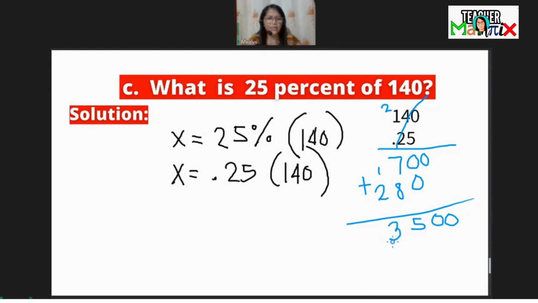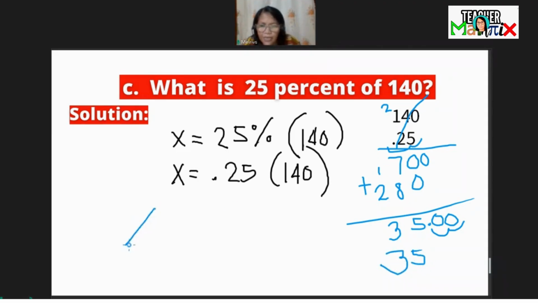Now, we're not yet done, because our multiplier here is in decimal form. So we have to count twice. We can find the decimal point twice from the right of 25. 1, 2. Meaning we have to move twice. 1, 2. The decimal point is here. So our final answer is 35.